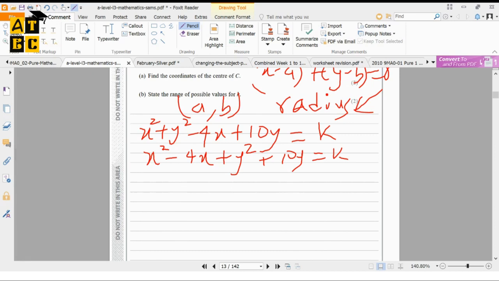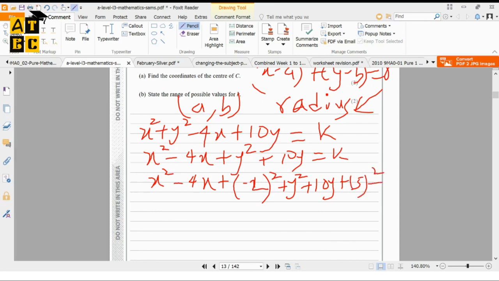So at this point, assume you are completing the squares. You are going to add to both sides the square of the half of the coefficient of x and y. So recall that x squared minus 4x, then you say plus the square of the half. What is half of minus 4? That's minus 2, and do not forget to put it in brackets, then you square, plus y squared plus 10y, then plus 5 squared equals k.